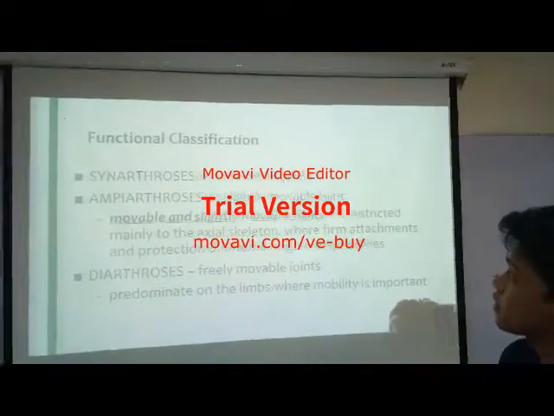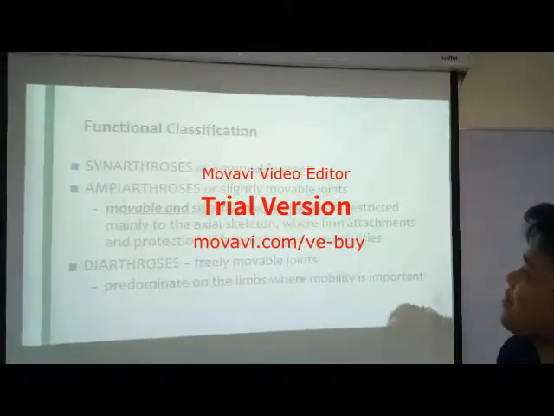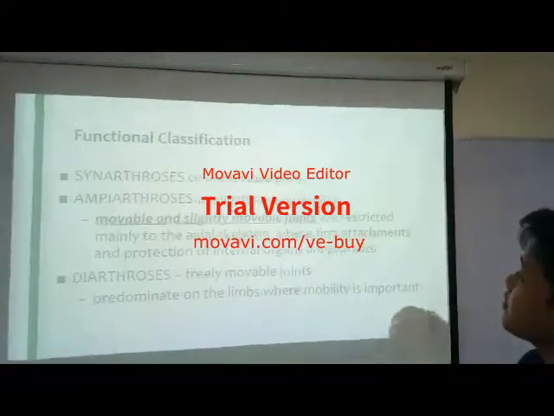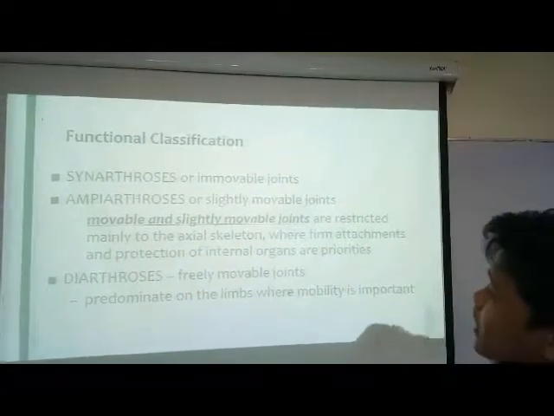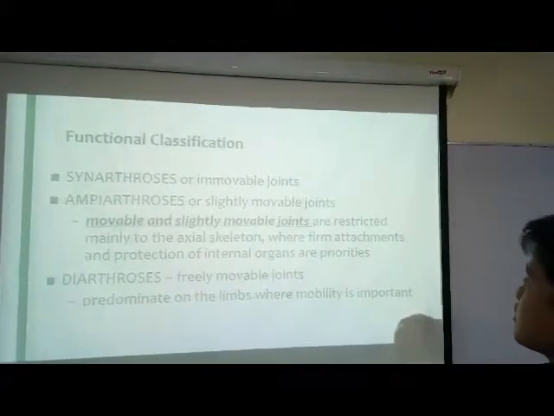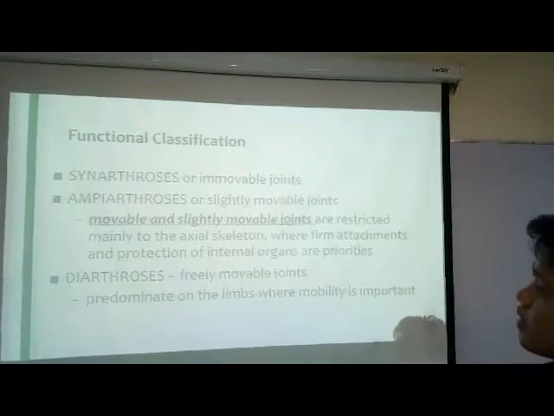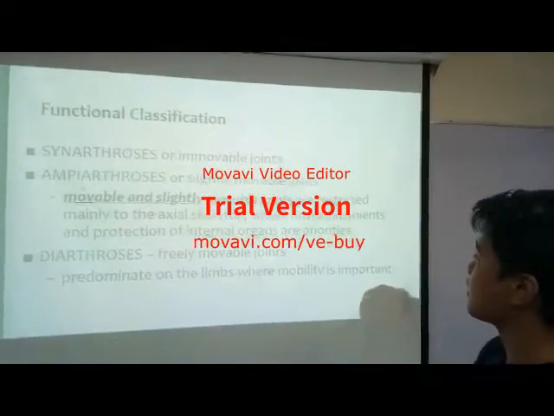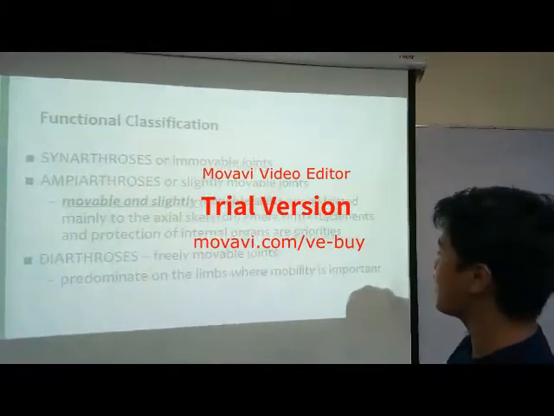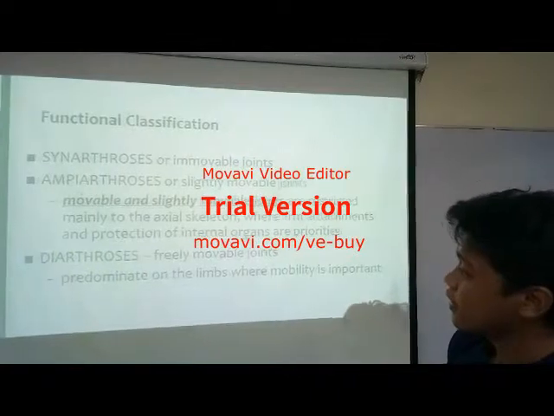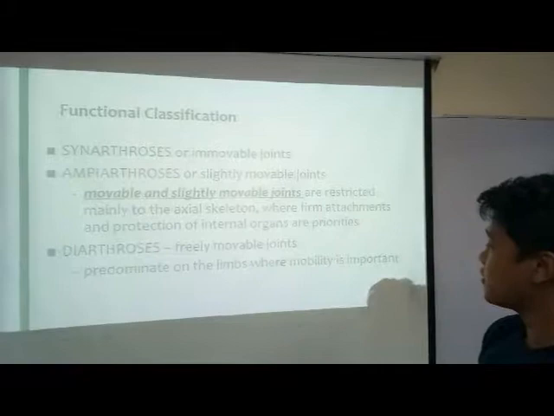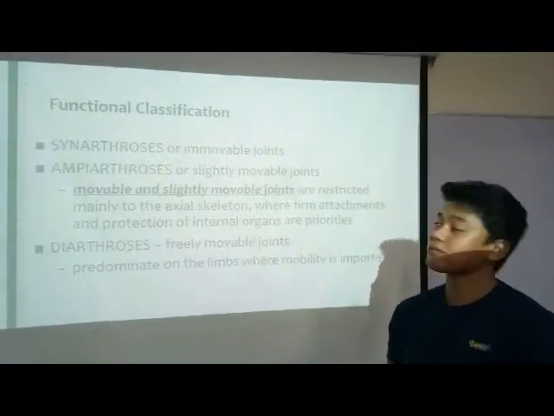Functional classification. Synarthrosis or immovable joint. Amphiarthrosis or slightly movable joint. Immovable and slightly movable joints are restricted mainly to the axial skeleton, where firm attachment and protection of internal organs are prioritized. Diarthrosis, freely movable joints, predominate on the limbs where mobility is important.